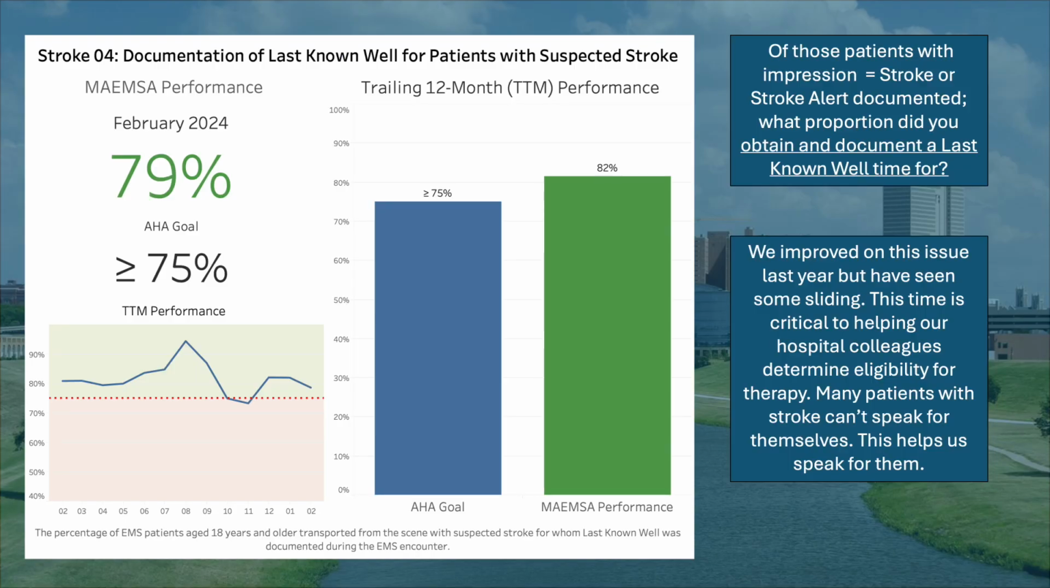I think we should be above 90%. We're there in February. Let's keep getting there. So good work. You mentioned last known well time. In February, 79%, rolling average is 82. Not bad. We're beating the benchmark, but I think we can do better.